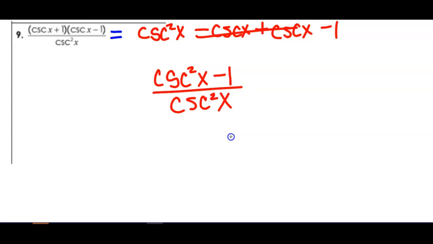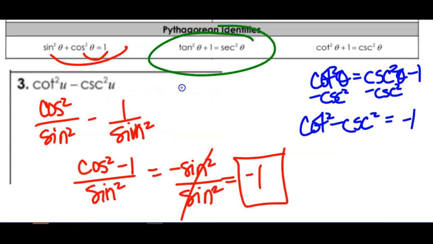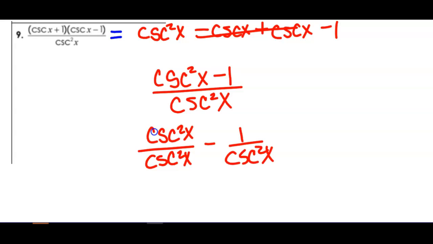Now, couple options. This is a cosecant squared of x minus 1. Cosecant squared minus 1 would be a cotangent squared, if we rearrange that guy. But I also see that we have a cosecant squared over a cosecant squared minus a 1 over a cosecant squared. I don't know if this is a good idea or not, but I've just separated it because we had a single denominator. And this is 1.